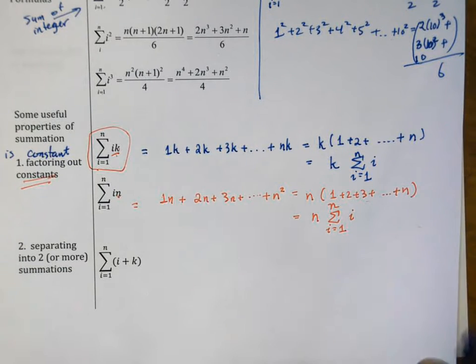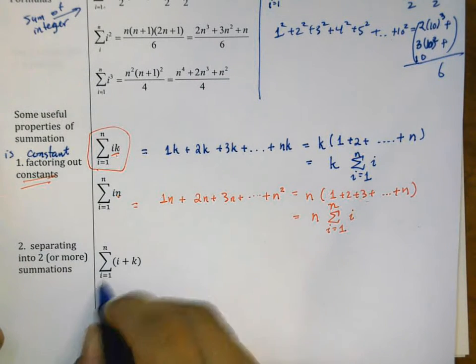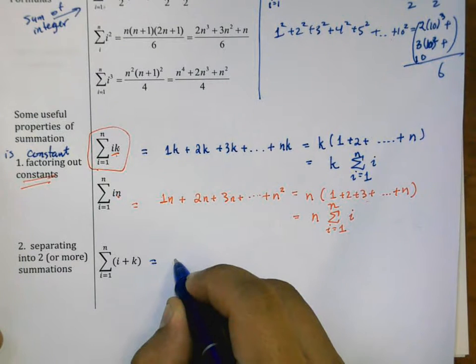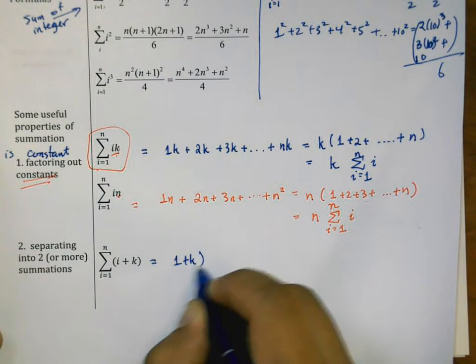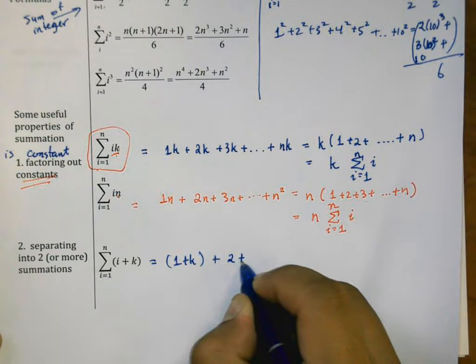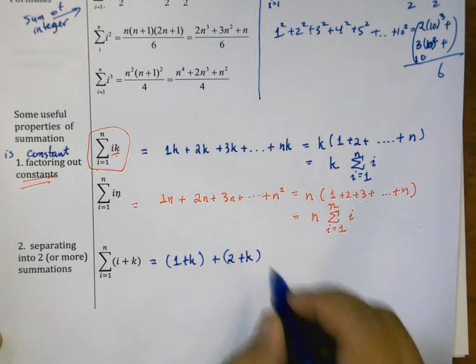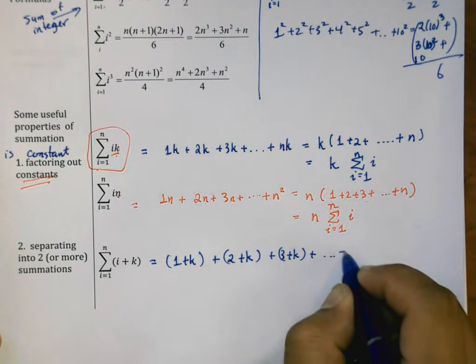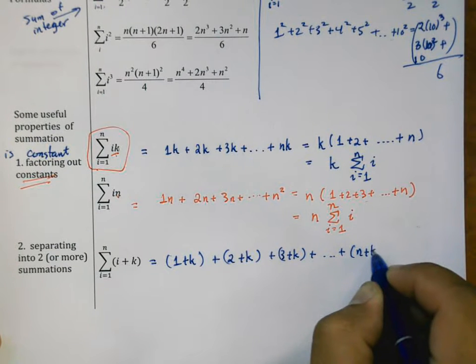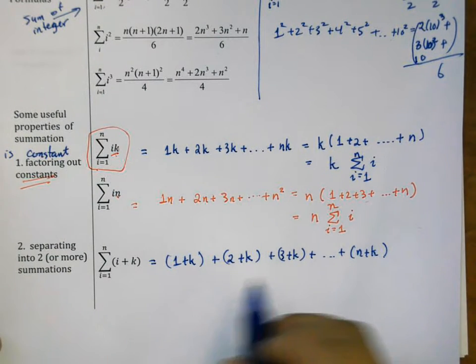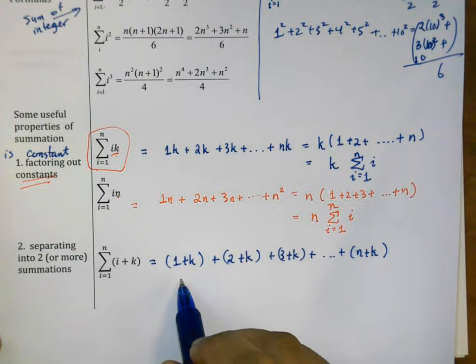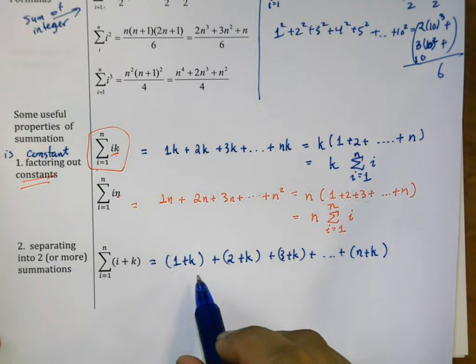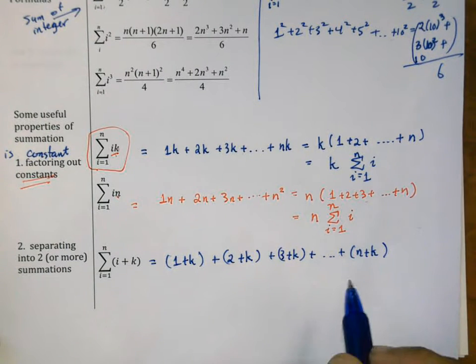And one more nifty and useful property here is the ability to separate a summation into multiple summations. So if I were to add this up, I would get 1 plus k plus 2 plus k. So notice here k is a constant, plus 3 plus k plus n plus k. Now, these parentheses I added here so that we can see each term, but mathematically and arithmetically, we really don't need them. We can remove them.